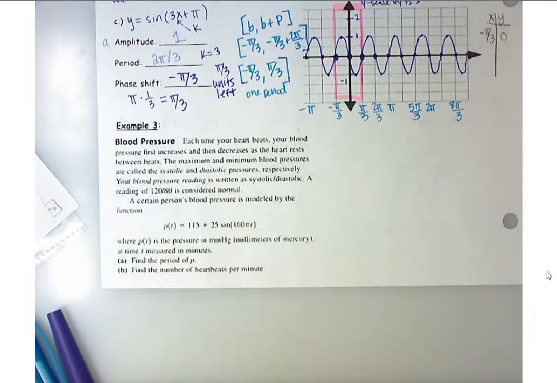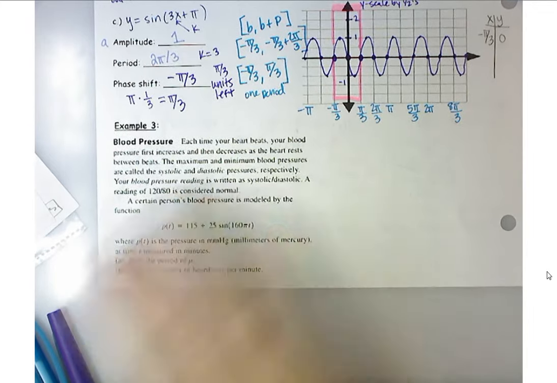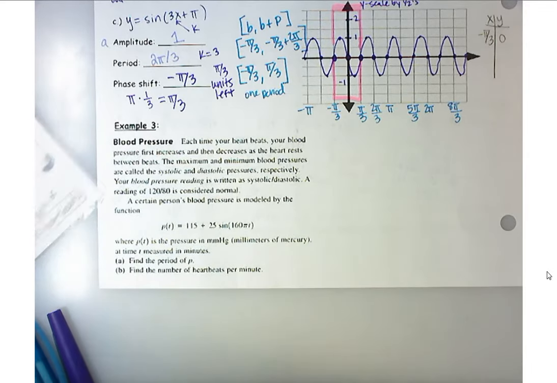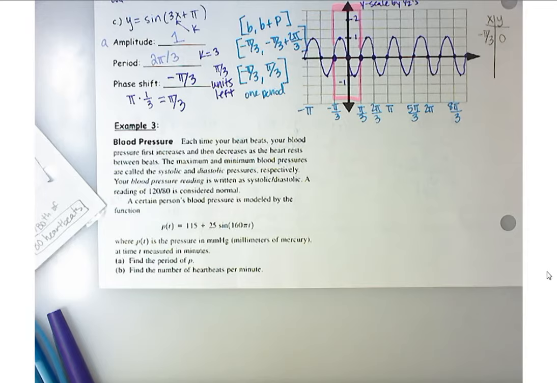Okay, so one thing that your sine and your cosine graphs can model is blood pressure and heartbeats. So that's what we're going to talk about next. Each time your heart beats, your blood pressure is first going to increase and then decrease. It decreases as the heart rests in between your beats. The maximum and minimum blood pressures are called the systolic and diastolic pressures. Your blood pressure reading is written as systolic over diastolic. So a reading of 120 over 80 is considered normal.